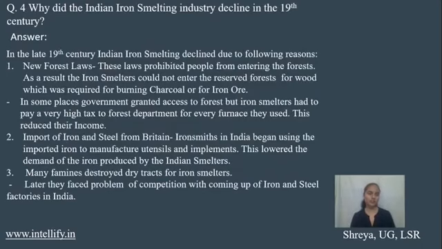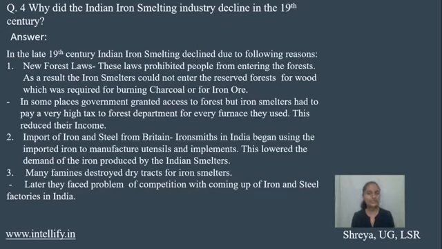The other important question: why did the Indian iron smelting industry decline in the 19th century? We know that the Indian iron smelting industry was very popular, not only in India but throughout Europe. It fascinated the European scientists. What were the reasons then?